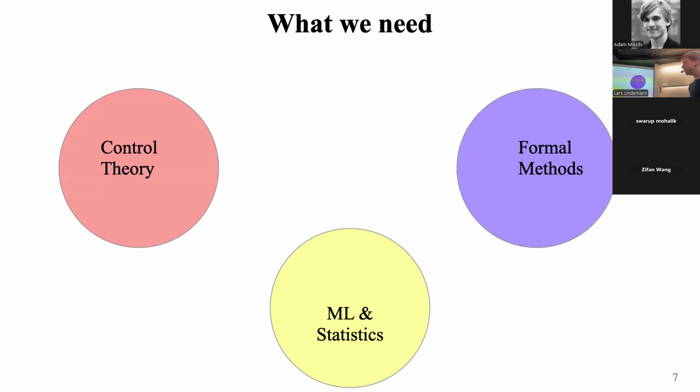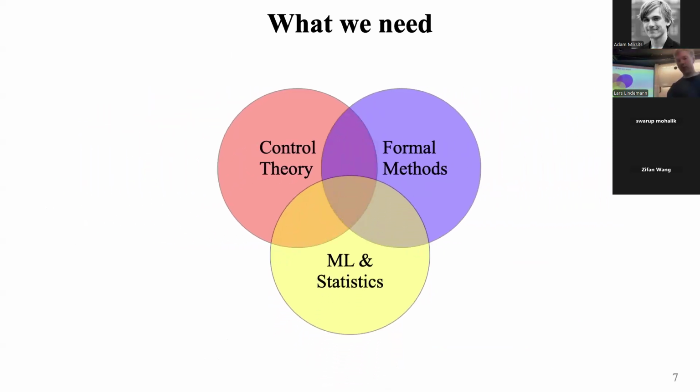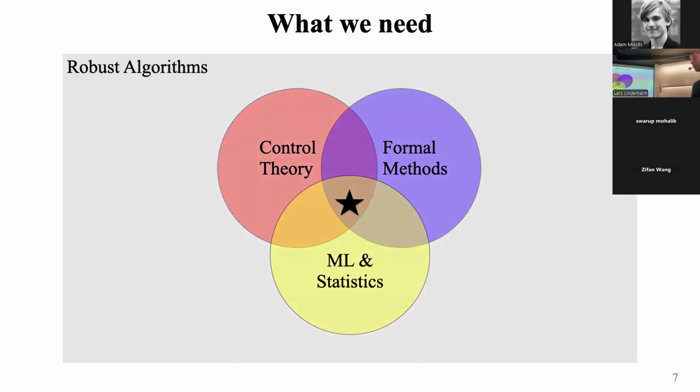And what we need in order to do this, and what will pop up today in this tutorial, is that we'll be using a lot of control theory, obviously, a bit of formal methods, and machine learning, and specifically statistics. And obviously, these circles are not isolated. We're really working at the intersection here. And the glue that puts everything together are really robust algorithms, okay?